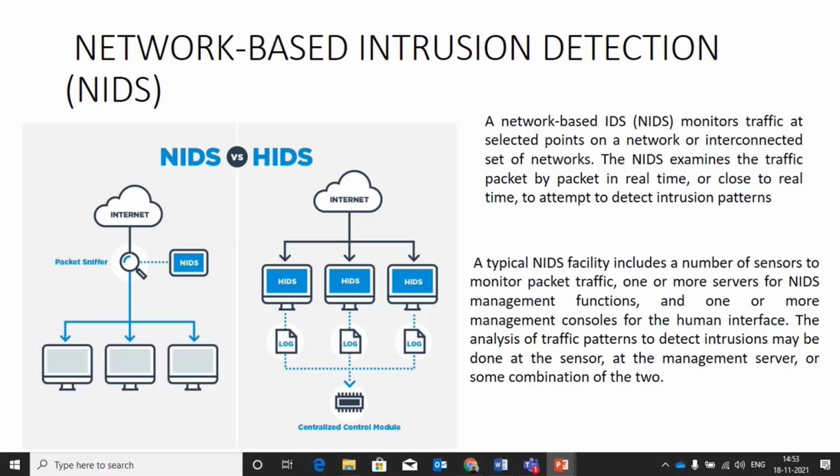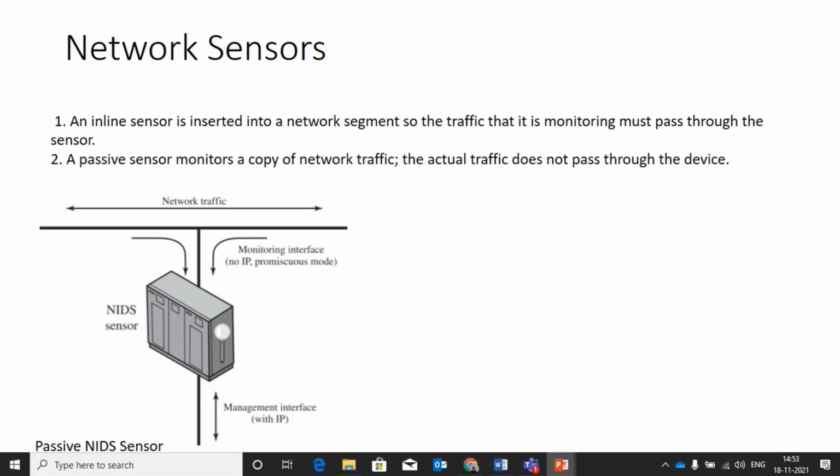We will analyze the traffic pattern to detect intrusion, which may be done at the sensor, the management server, or some combination of these tools. If you talk about the network sensors used in a NIDS, basically the sensors are passively monitoring. There are inline sensors, which are inserted into the network segment. So the traffic that passes through them, they will monitor, and they normally operate in a passive mode. A passive mode sensor copies the network traffic, and it never touches the real traffic. They will pass the traffic, and later on we will analyze it. That will help to figure things out.